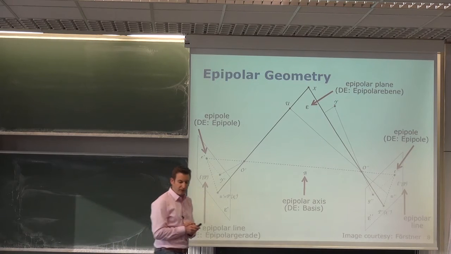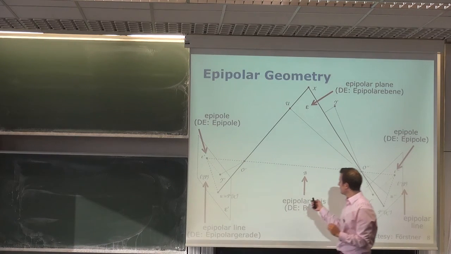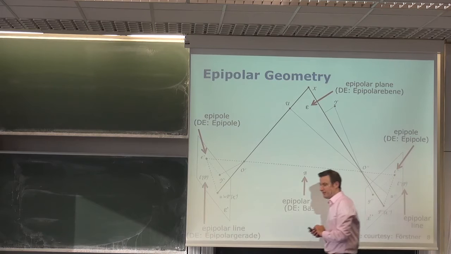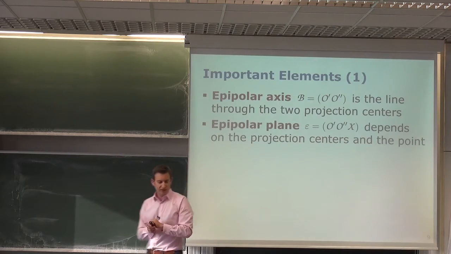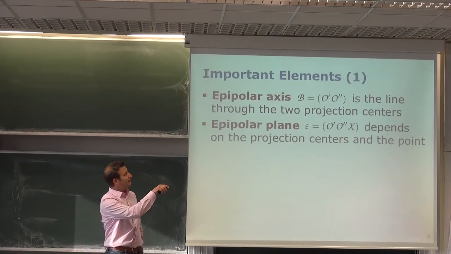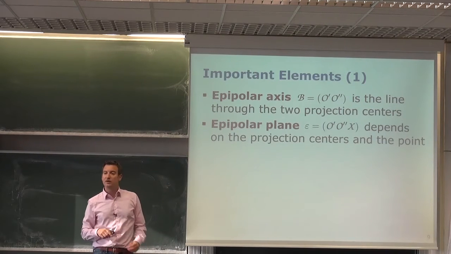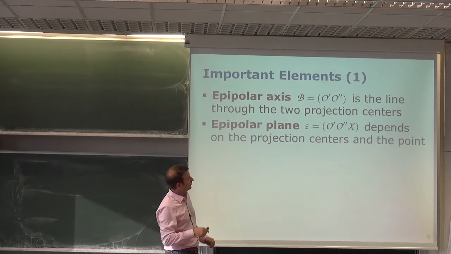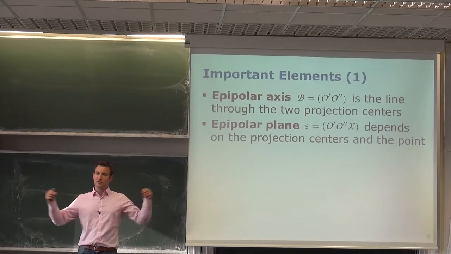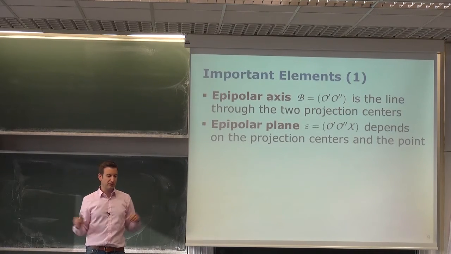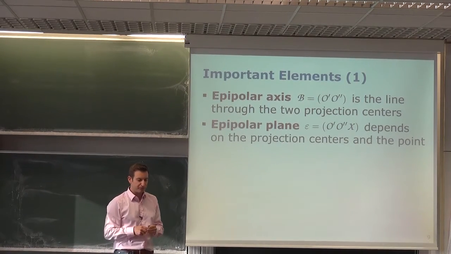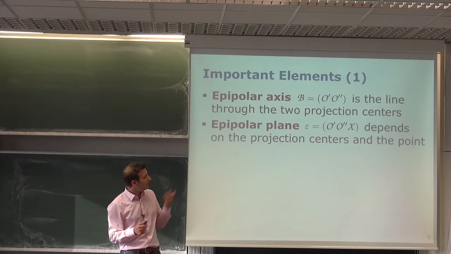Okay. So then, let's continue and start with the epipolar axis. How is the epipolar axis defined? That's done quite easily. It's just the line going through the two projection centers O prime and O double prime. So the line passing through those two points defines my epipolar axis. And also the epipolar plane is very easily defined.